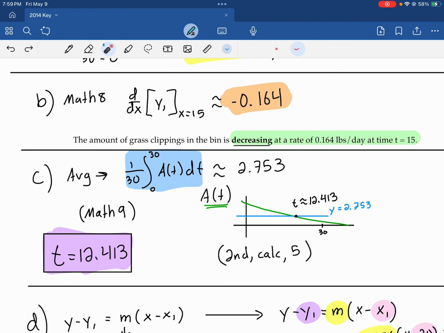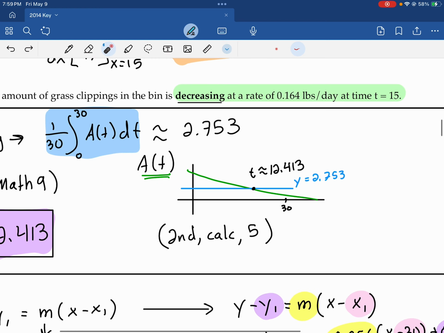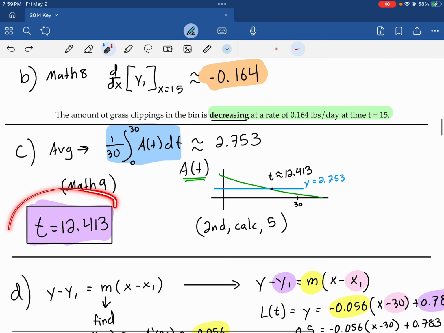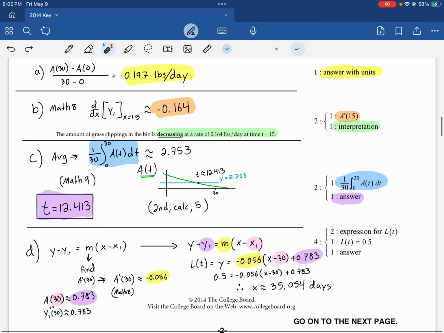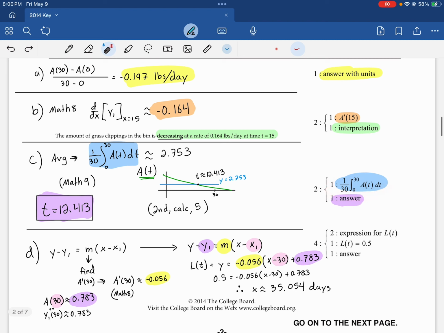I want to know when the amount of grass in the bin is at this value. And so what you can do is graph these. I have A of t graphed as my y1, y equals 2.753 as my y2. Second, Calc 5 can give you the intersection of any two lines, and it tells you the time that this happens. Just by writing out an integral with 1 over b minus a for your average is 1 point, and providing the time of 12.413 is another point.